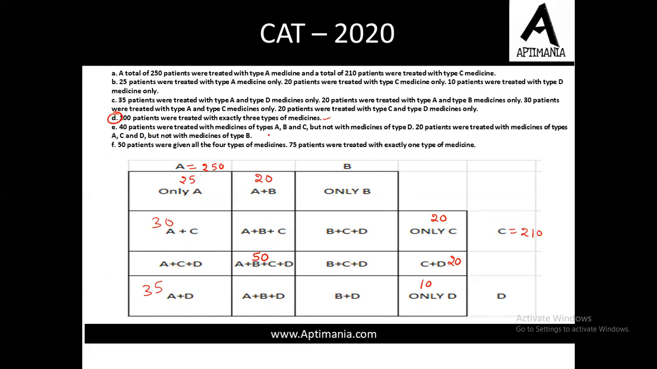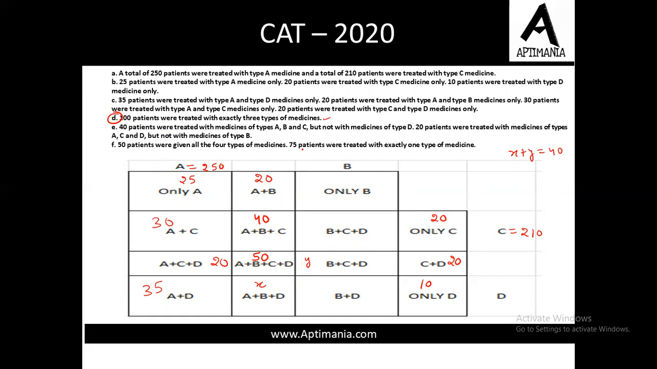40 patients were treated with A, B and C but not D. A plus B plus C but not D. So the value here is 40. 20 with A, C and D but not with B. So this value is 20. Fine. And further हमें ये पता था कि this value plus this, let it be x and y, ये चारों का वैल्यू मिला के it was 100, out of which 40 and 20 we remove these two values, so x plus y now must be equal to how much? 40. Fine, because the total of all these values is 100 as per the point D.